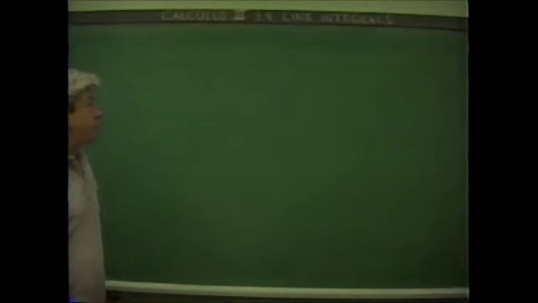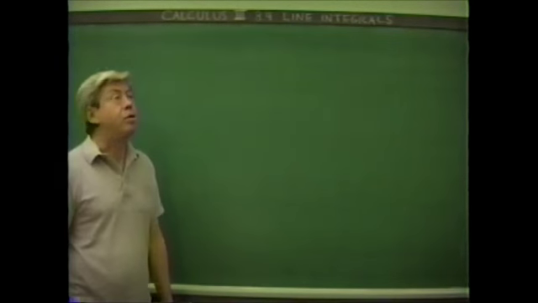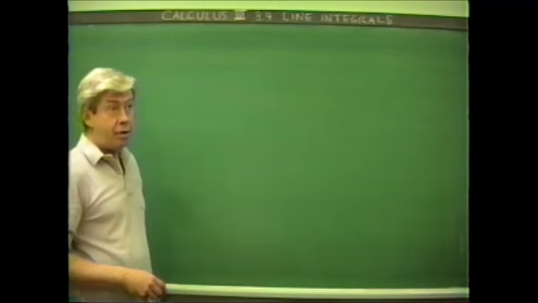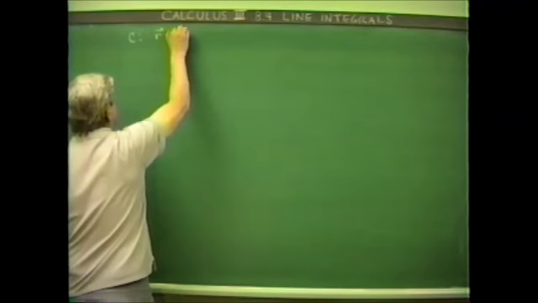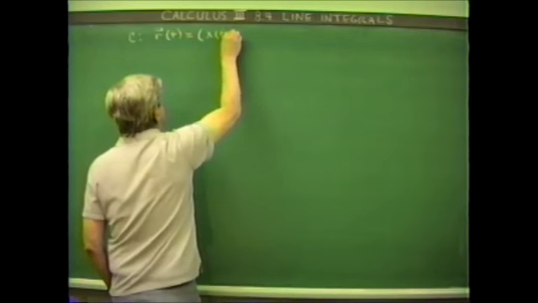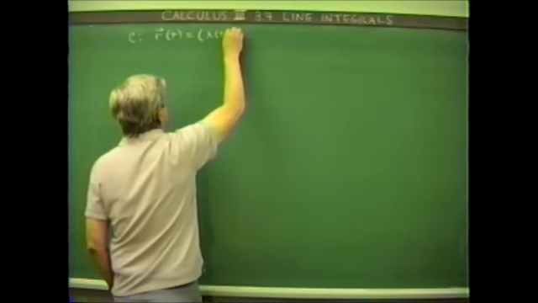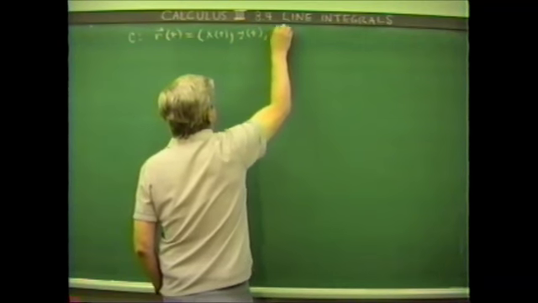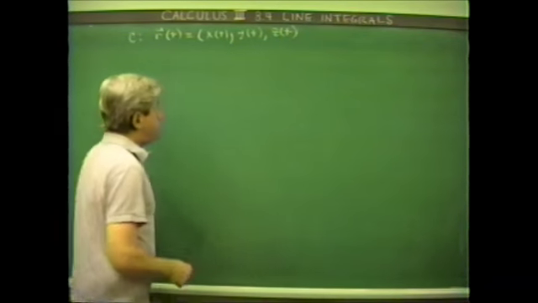We have another topic to look at here, and eventually these will all be coordinated to some extent. This is called line integrals, and perhaps this should be called path integrals, and sometimes it is, or curve integrals, because the idea is this. You're given a curve C, given by r of t, which is x of t, y of t, z of t.